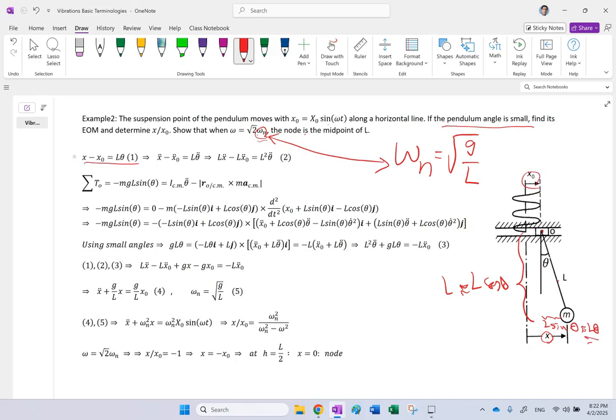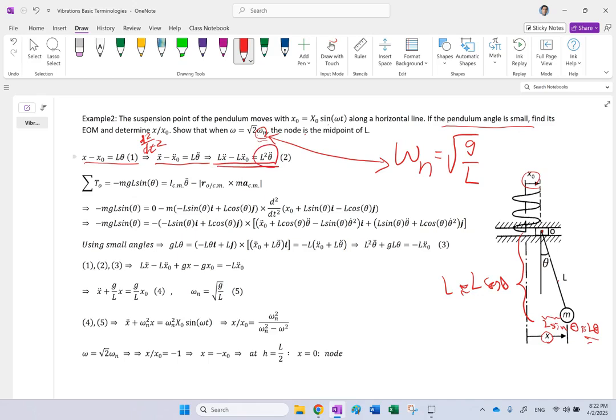Now, if you take a double time derivative of this, you get x double dot minus x naught double dot equals L theta double dot. And then you can multiply both sides of it by L, so you get this relation. Why did I do that? I'll show you, because I need this in the future.